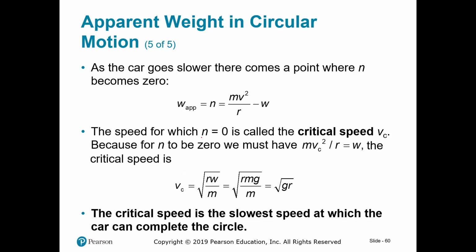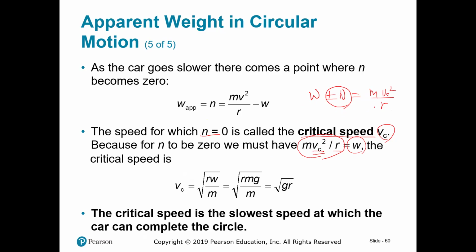So the speed for N equals 0 is called the critical speed, which is called vc. Because for N to be 0, we must have mvc squared over r the same as your weight, right? Then your normal force will be 0, right? So in other words, your net force is always W plus or minus N, right? So especially when you have a critical speed, that means this part is 0. Then this W itself is what? mv squared over r.